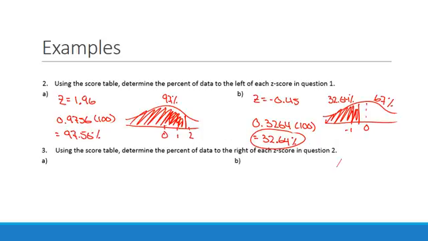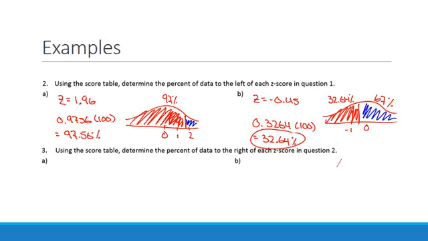Okay. Now question 3, using the z-score table, determine the percent of data to the right. So I just kind of answered that for B. If you want to know what is to the right of it, by to the right of it, I mean what's in this blue area in both of these. Know that the area underneath this standardized normal distribution curve, like any normal distribution curve, adds up to 100%.